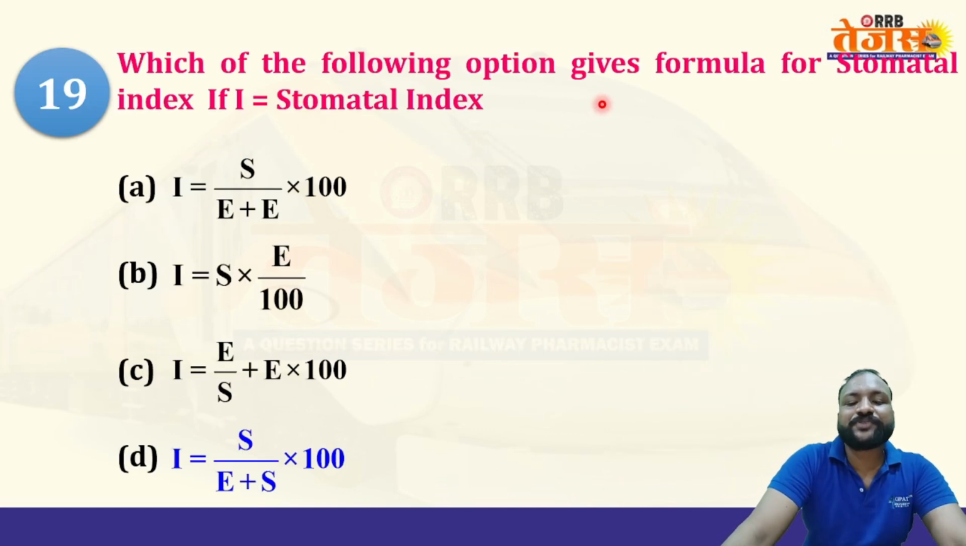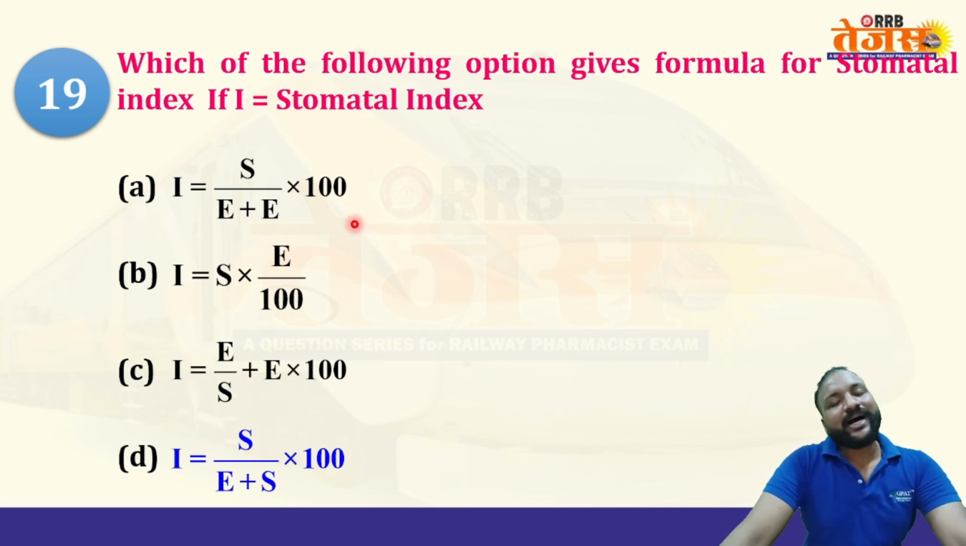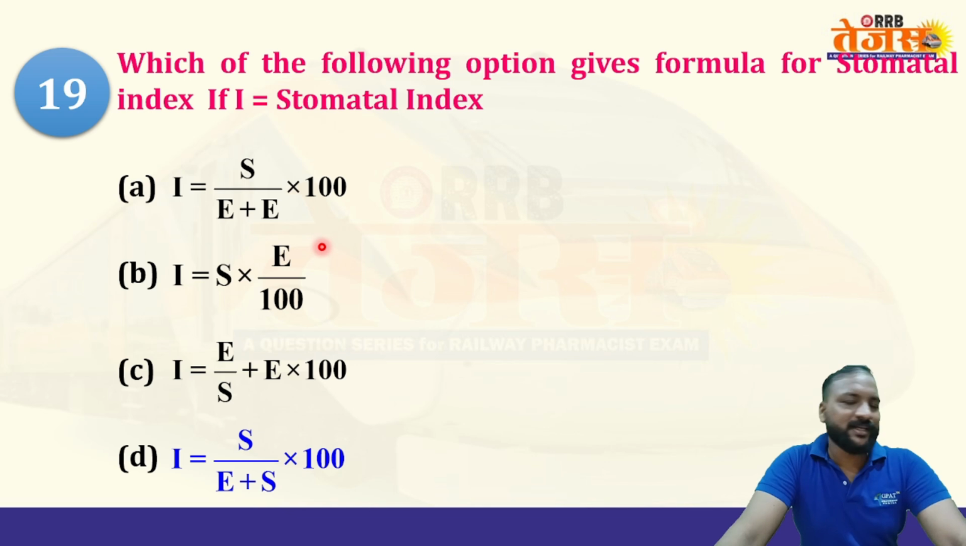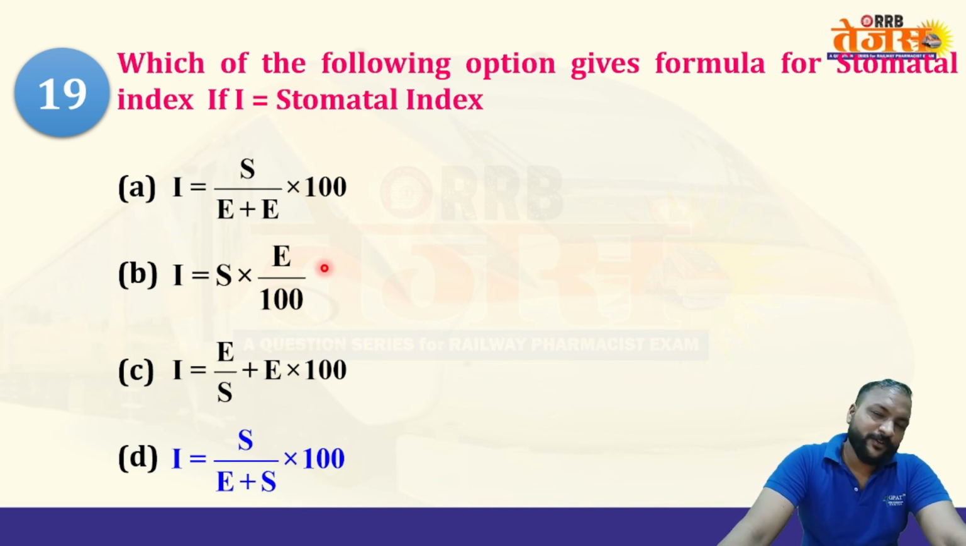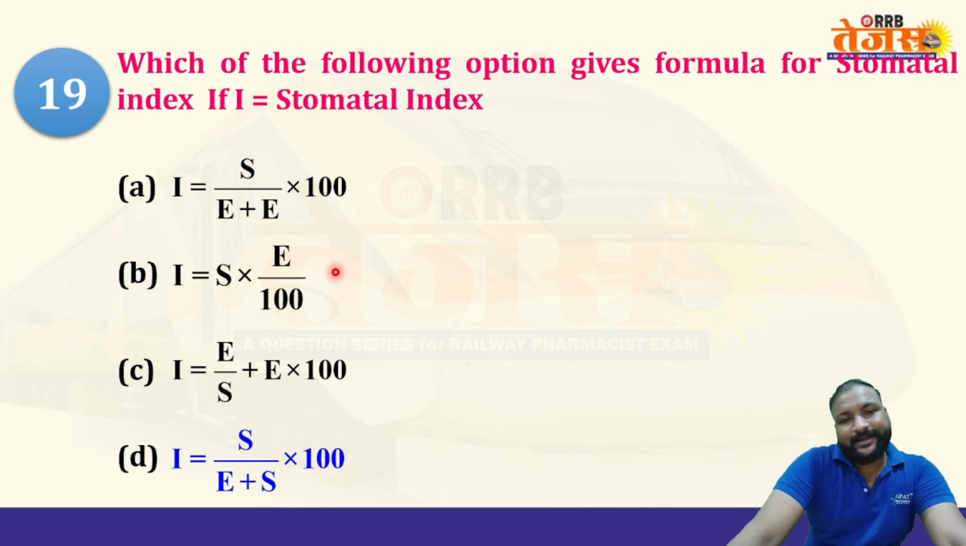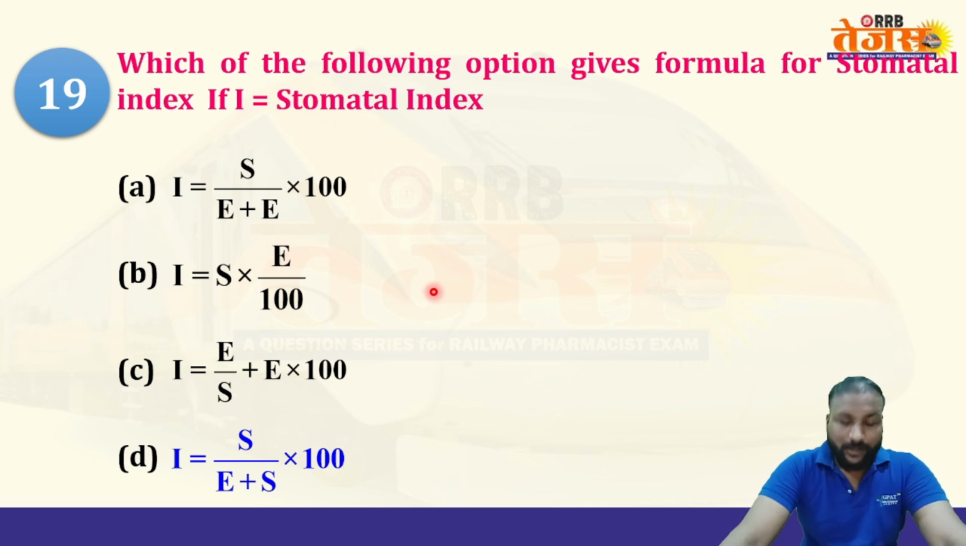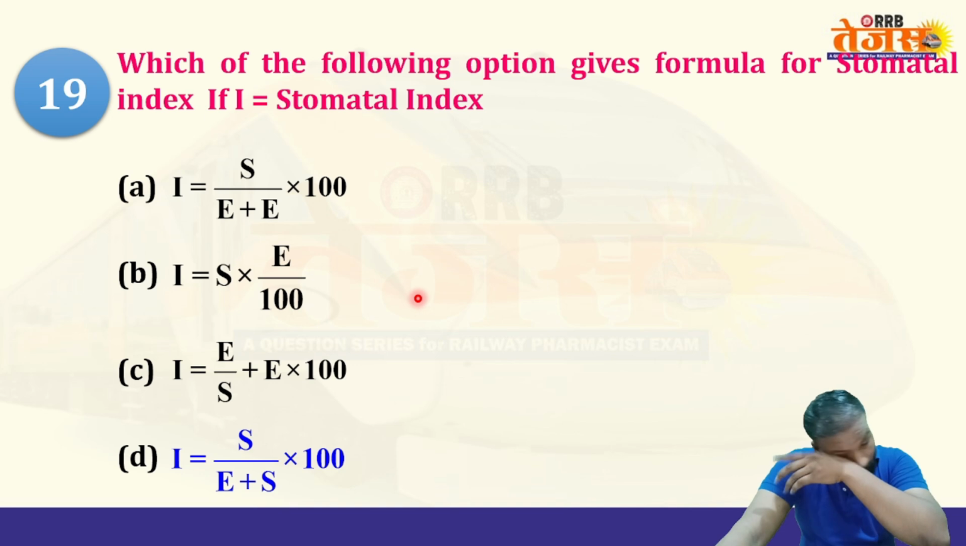Which of the following options gives the formula for stomatal index, if I is the stomatal index? I said already that in the microscopical evaluation, especially for leaves, there are important things like leaf constants: stomatal index, stomatal number, vein islet number, palisade ratio, and the lycopodium spore method. They are very important. They have two formulas, especially the lycopodium spore method and the stomatal index. So tell me the formula for the stomatal index.